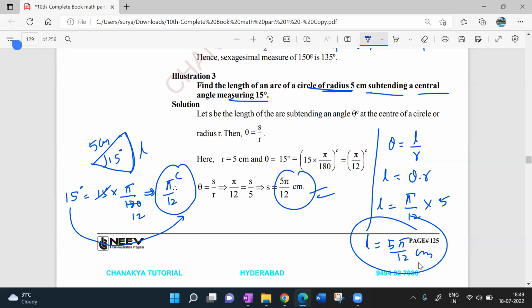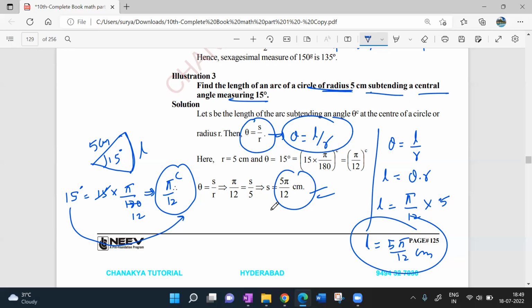Any doubts? So from this, what did you understand? We understood that wherever degree is given, you need to convert into radians, then you substitute in the formula. The formula is theta is equal to S by R, or theta is equal to L by R. Both are the same. No difference between these two. Any doubts, children?